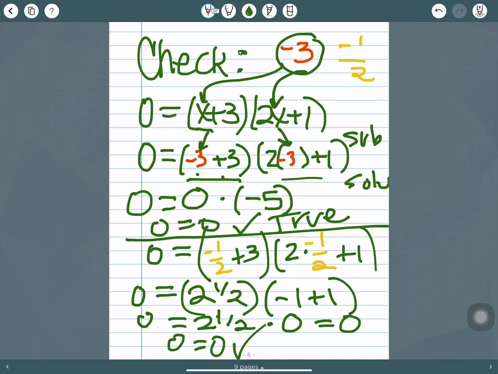So both of those, we have two different solutions up here. So x equals negative 3 and x equals negative 1/2.